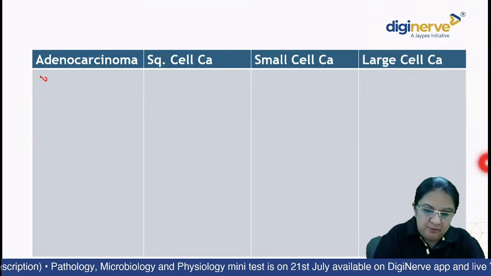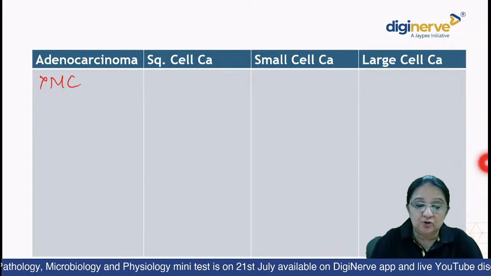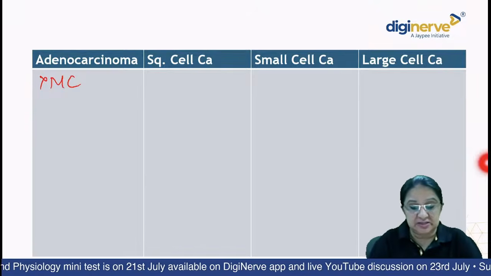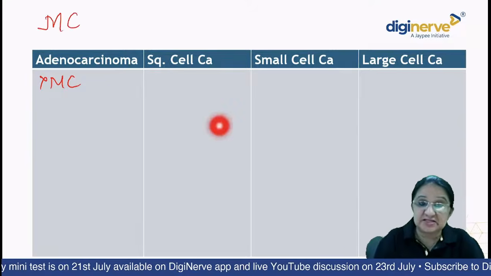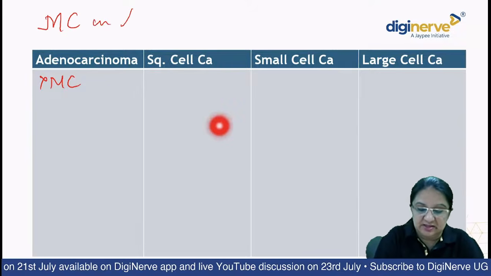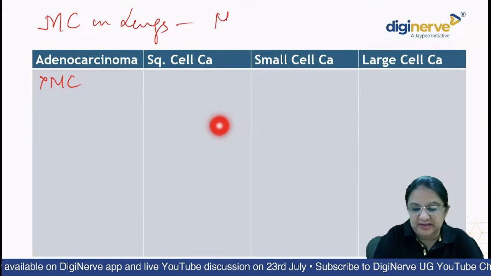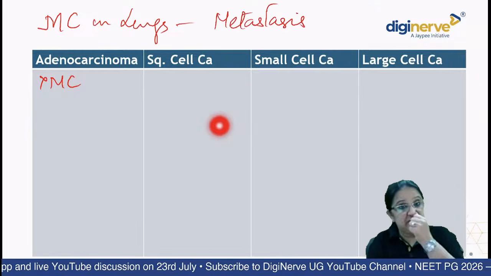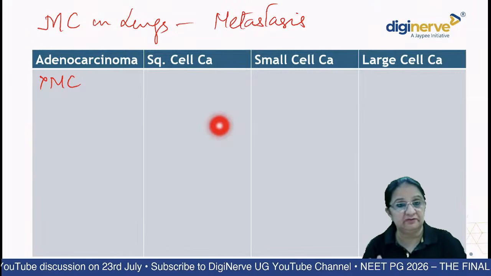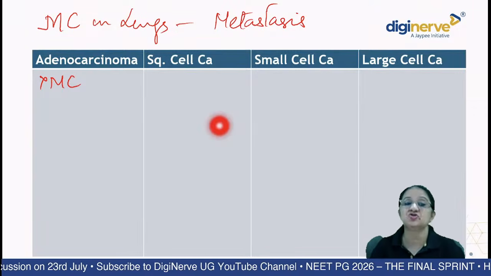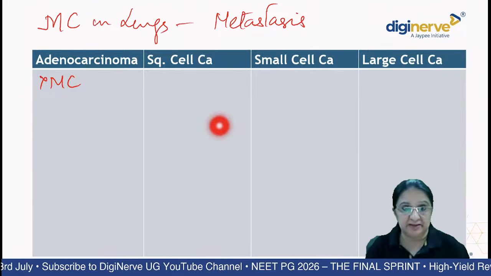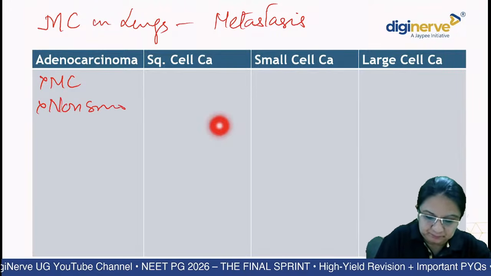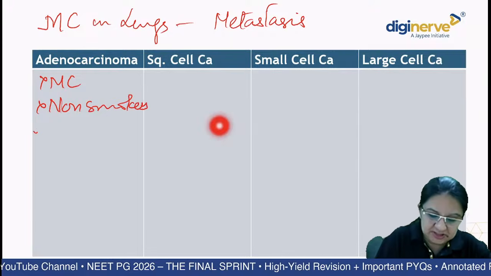Adenocarcinoma, most common lung cancer, most common primary lung cancer. But the most common cancer found in lungs is metastasis. Okay. Most common cancer found in lungs is metastasis. However, adenocarcinoma is the most common primary lung cancer. Then it is seen in non-smokers. The location is peripheral.